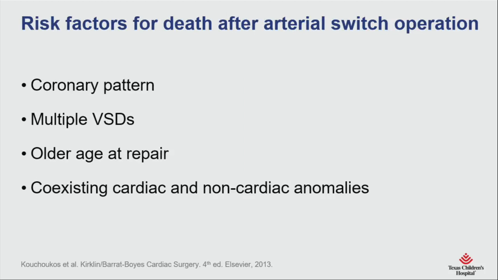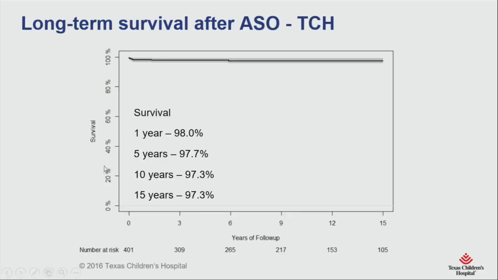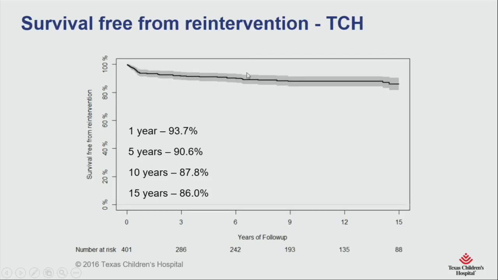What are risk factors for death? Well, the coronary pattern, we talked about intramurality. If you have multiple VSDs, that has been shown to be a risk factor. Older age at repair, especially on patients with intact ventricular septum, and just like anything else, coexisting cardiac and non-cardiac anomalies. Long-term survival should be pretty good. So we're talking about 97 to 98%. That being said, there is some degree of reintervention. So we're talking probably somewhere between 10 and 15% medium-term risk of reintervention.